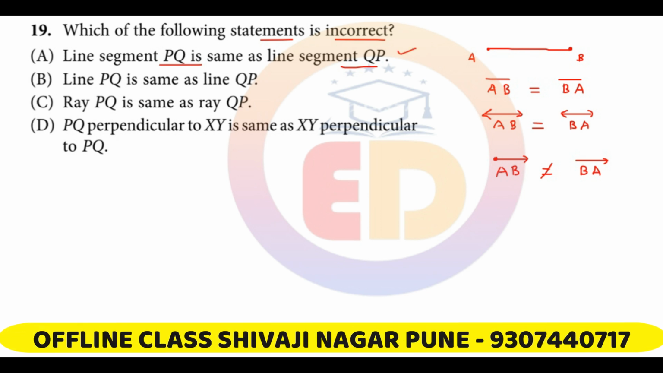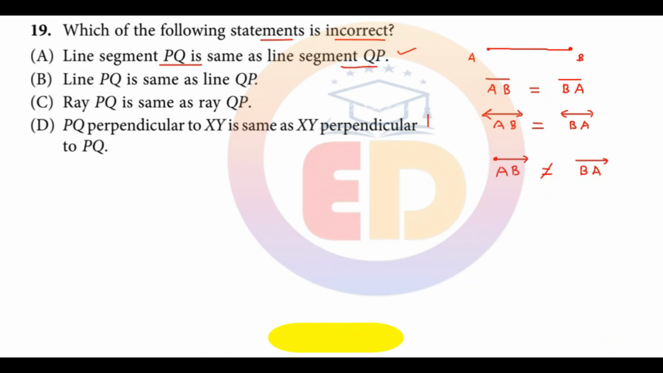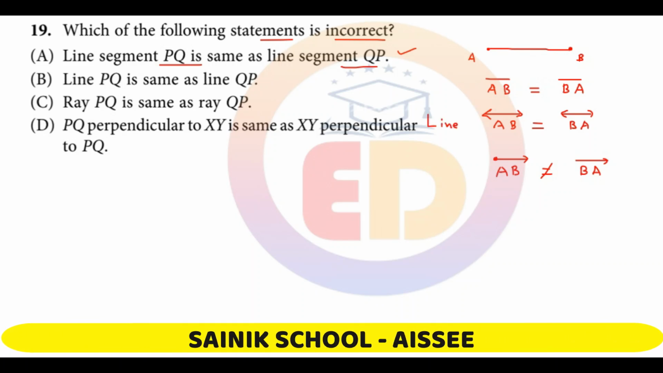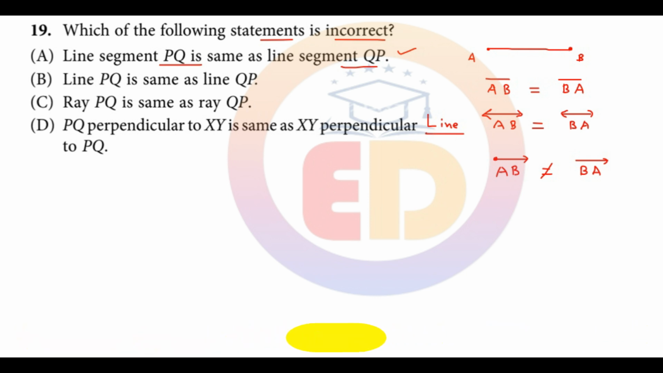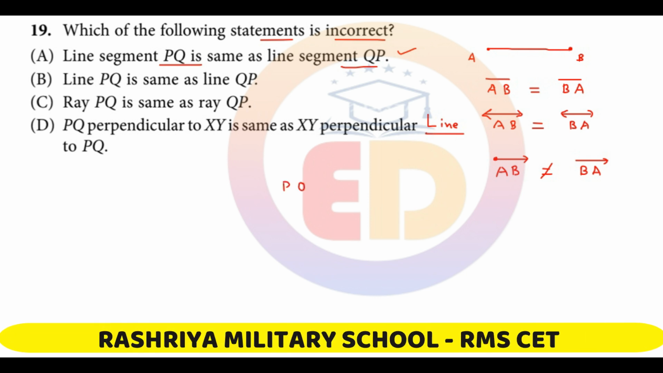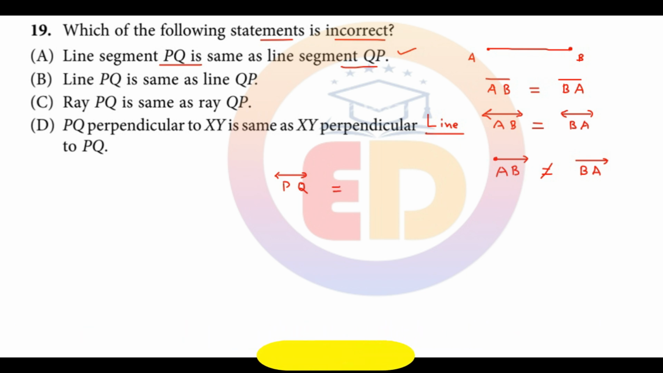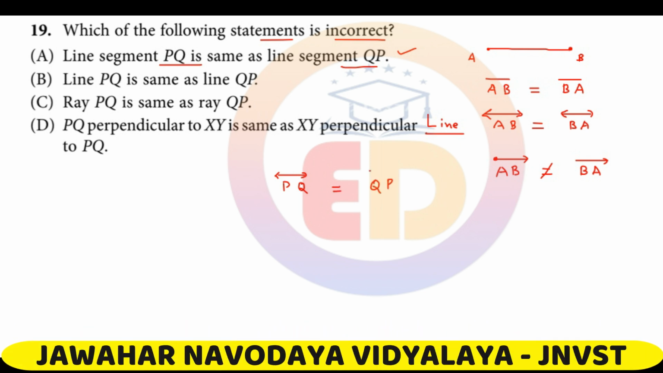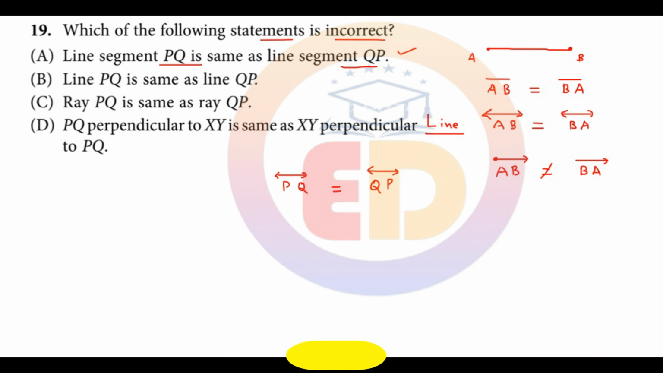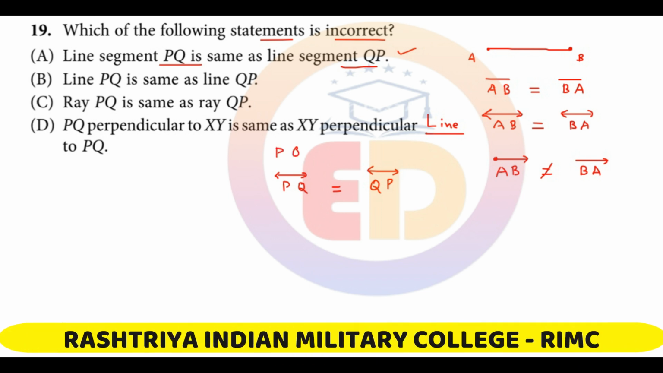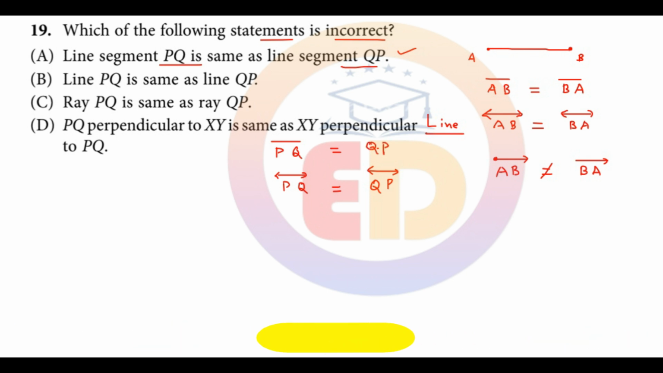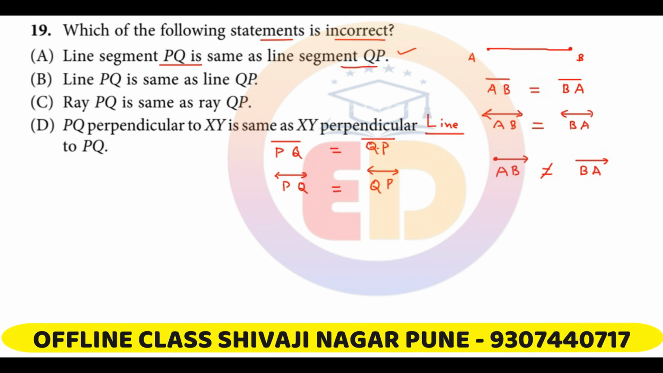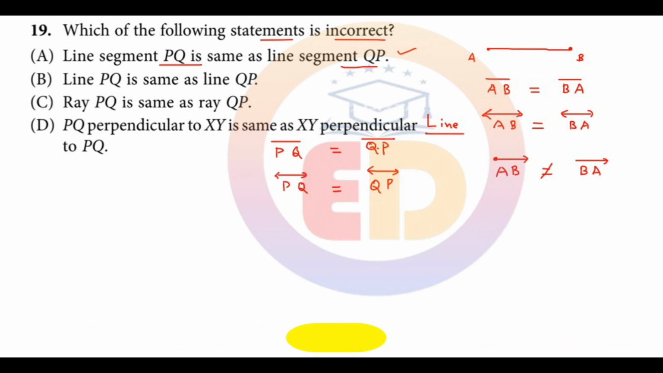Second, line PQ is same as line QP. That is also correct. We have discussed. Whether it is line AB or line PQ, we can also call it line QP. They both are same. Similar in the case of line segment PQ, it will be equal to line segment QP. They both will be same. Third option, ray PQ is same as ray QP. This is not correct.